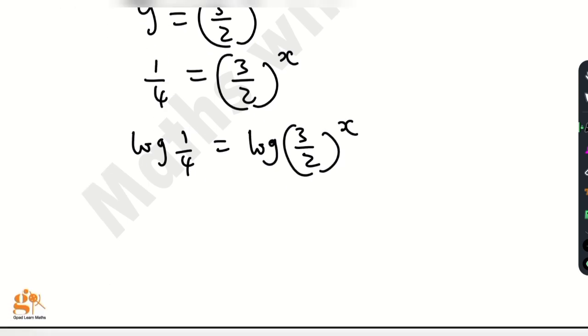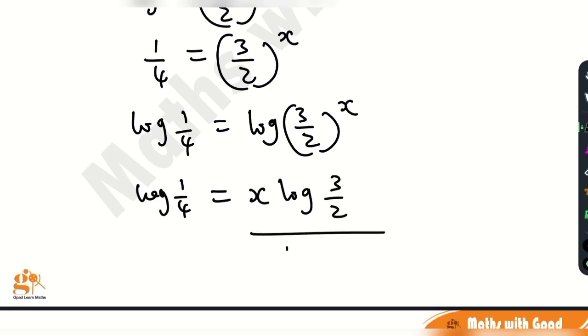Still using that same law of logarithm, this x multiplies the logarithm. So I'm going to have log 1 over 4 is equal to x log 3 over 2. Again, when you divide both sides by log 3 over 2, you do the same thing here.